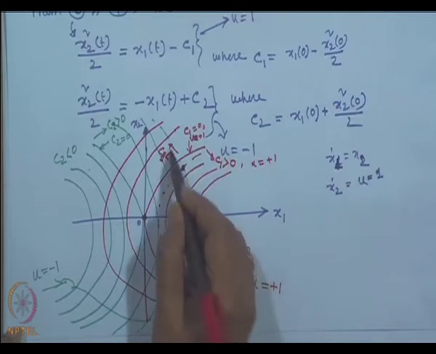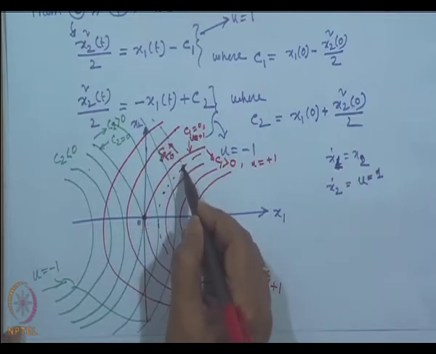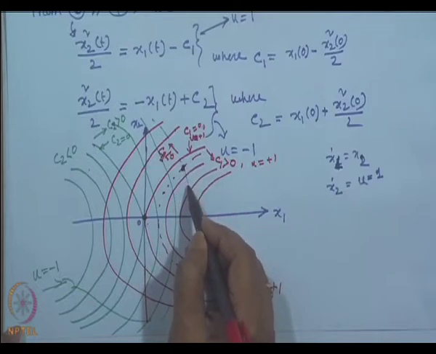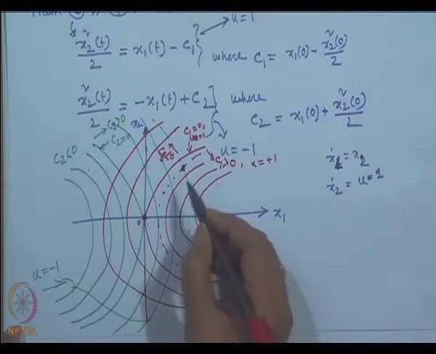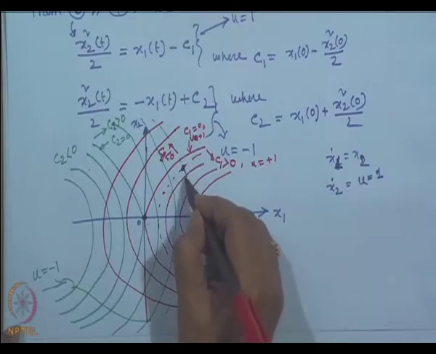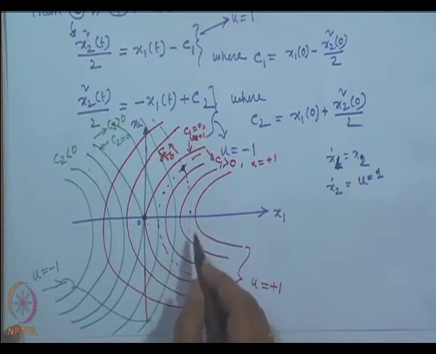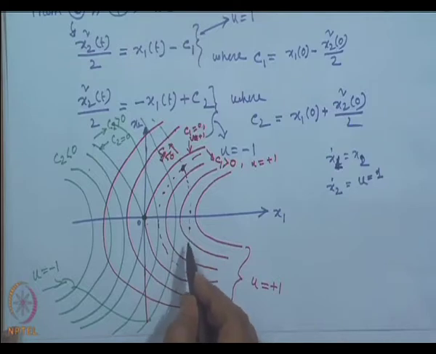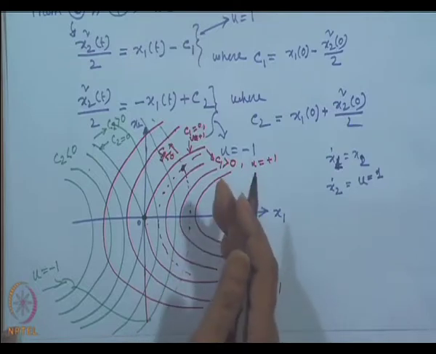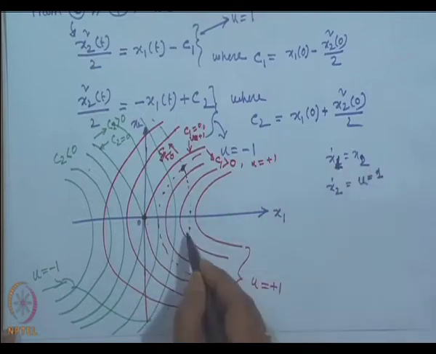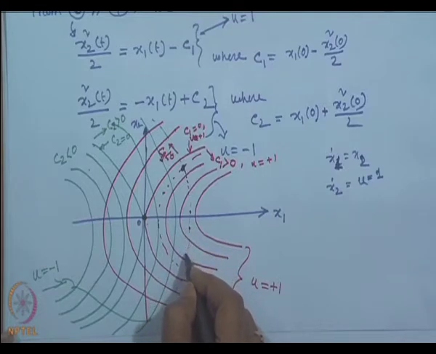Suppose it is on the green parabola. So x1 should increase. It is going this way, agree, and it is approaching the origin. Let us call it coming here. Still x2 is positive, so x1 should increase. When it comes here, x2 is negative. x2 is negative means what? x1 dot is negative. That means x1 should decrease, and see it is decreasing, and decreasing, in this way.